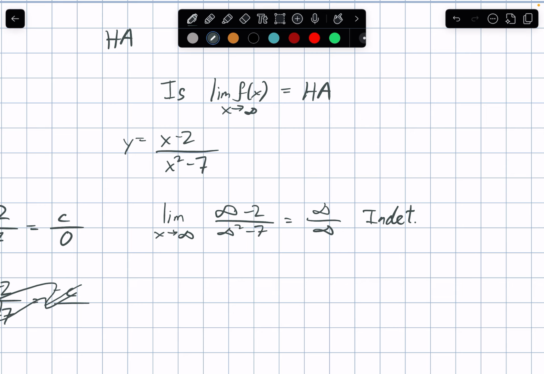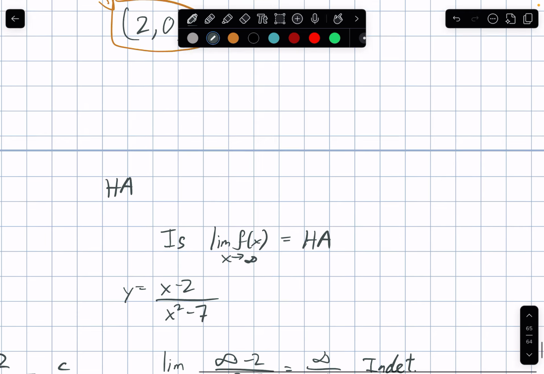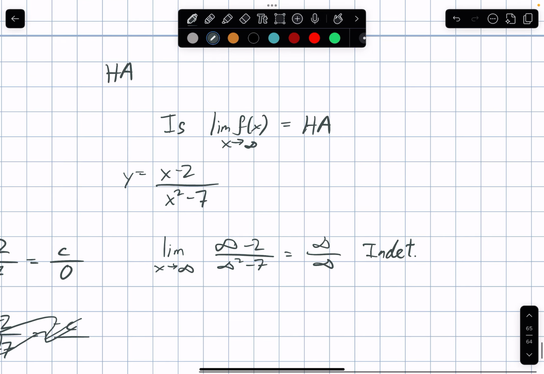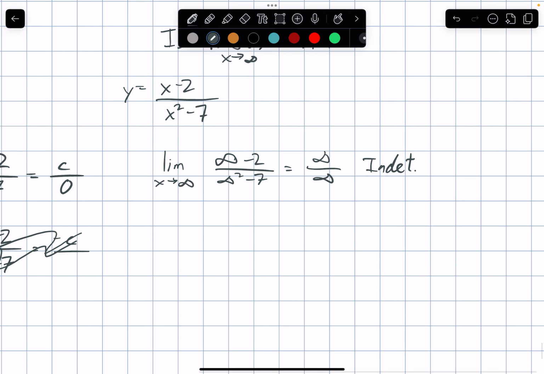As far as I remember, if you directly substitute and your answer is not considered an indeterminate form, it indicates that you don't have a horizontal asymptote. So try to remember that for the next example later. If I remember correctly, that example exhibited what I just said. So yeah.